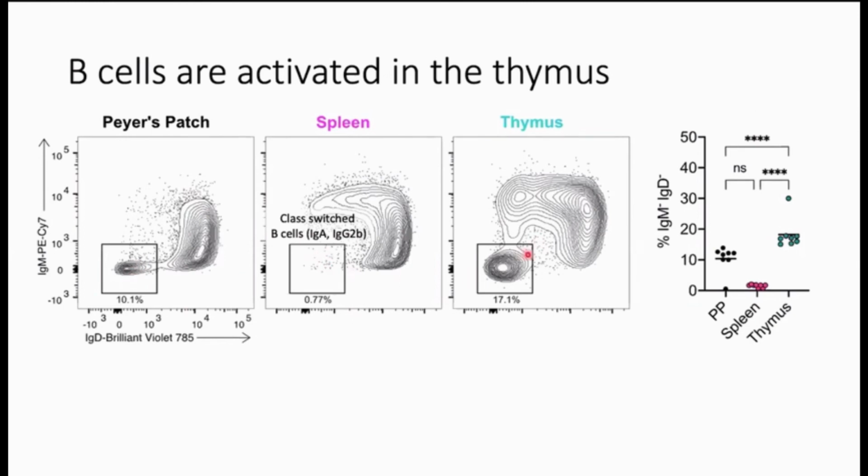And interestingly, within the thymus, you have this large amount of class switch cells, actually even greater than those you see in the Peyer's patches. And so this is just a quantitation of this gate here.